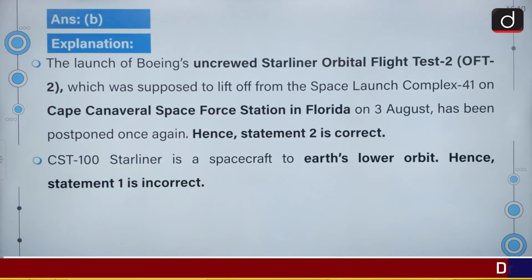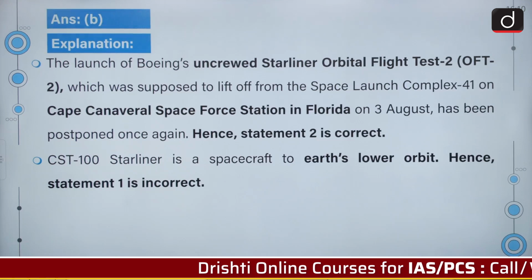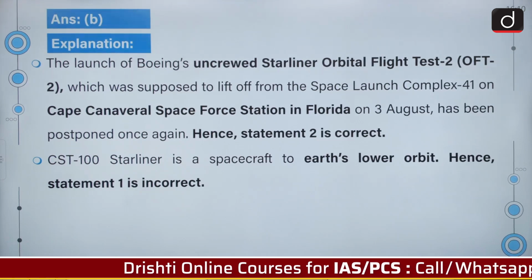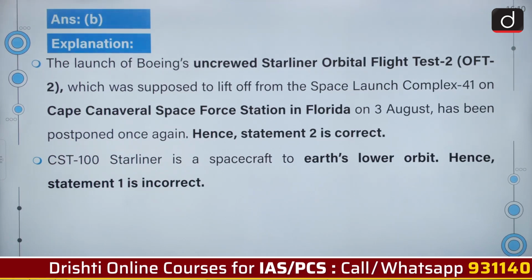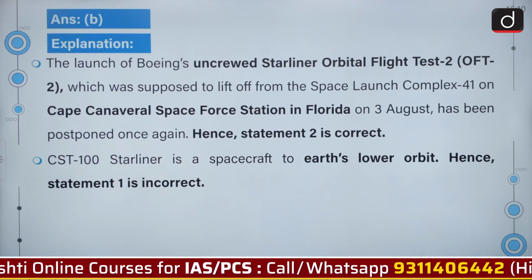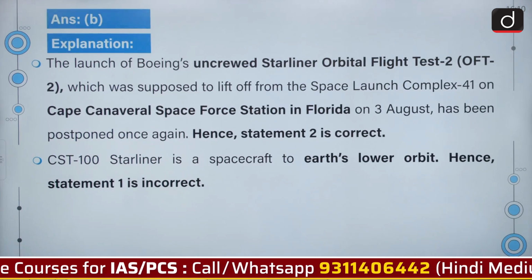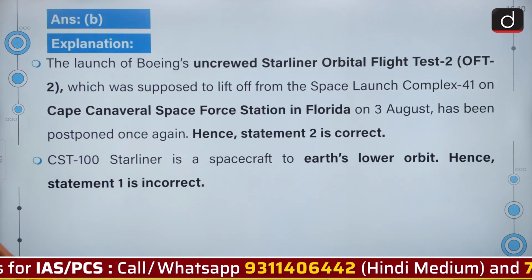The launch of Boeing's uncrewed Starliner Orbital Flight Test 2, OFT-2, which was supposed to lift off from Space Launch Complex 41 on Cape Canaveral Space Force Station in Florida on 3rd of August, has been postponed once again. This is a spacecraft to Earth's lower orbit.